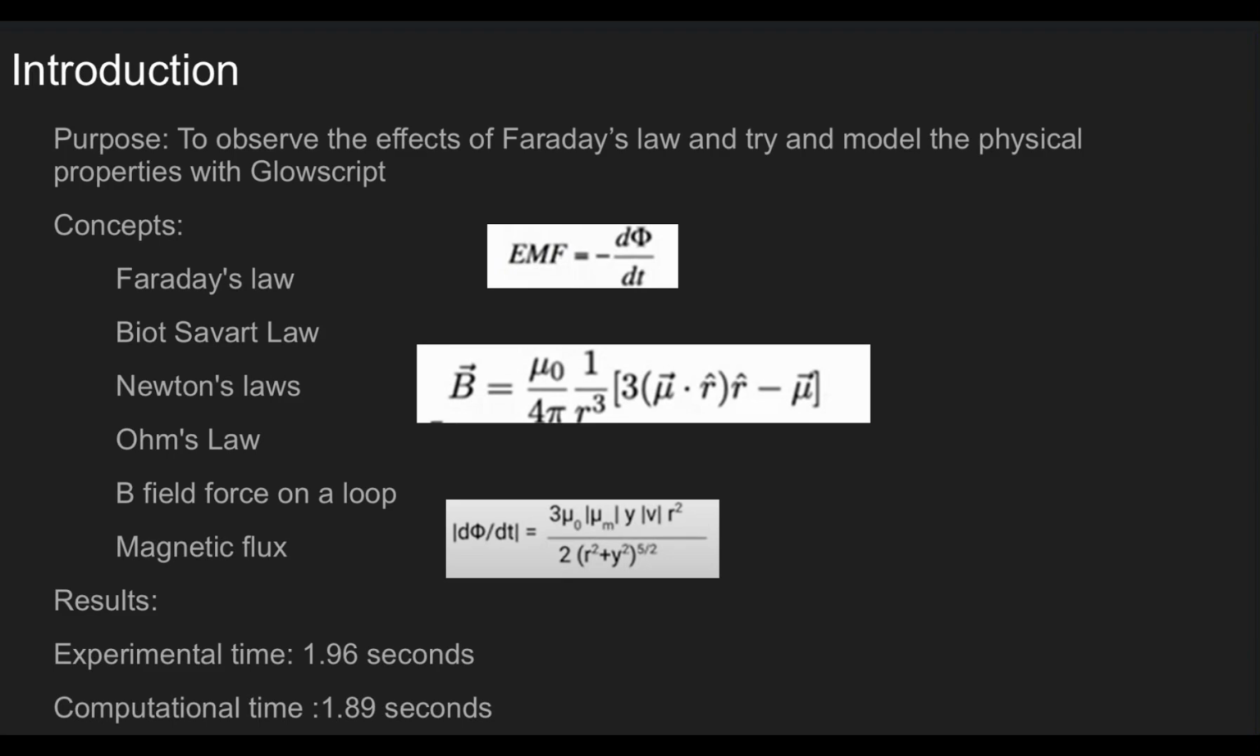The result of this experiment is that the experimental time of the magnet falling was 1.96 seconds, while the computational time was 1.89 seconds.